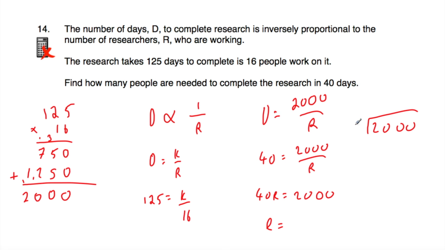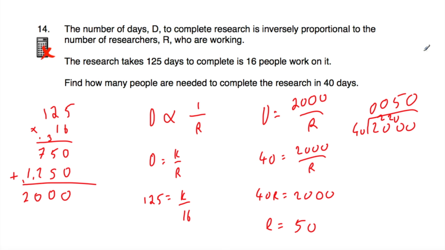So if we do 2,000 divided by 40, let's see what we get. How many 40s go into 2? 0 remainder 2. How many 40s go into 20? 0 remainder 20. How many 40s go into 200? That's 5. And how many 40s go into 0? That's 0. So the answer would be 50. So that's it. So R is equal to 50. And the number of researchers needed to complete the research in 40 days is 50.